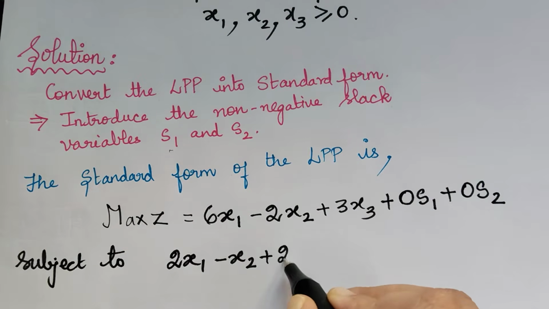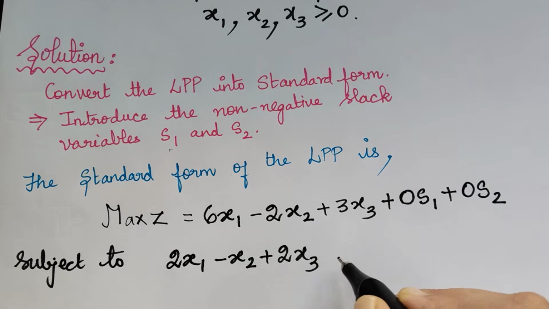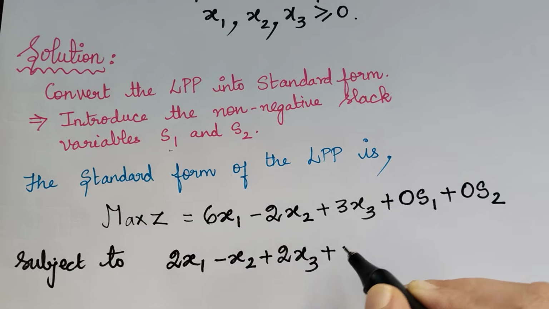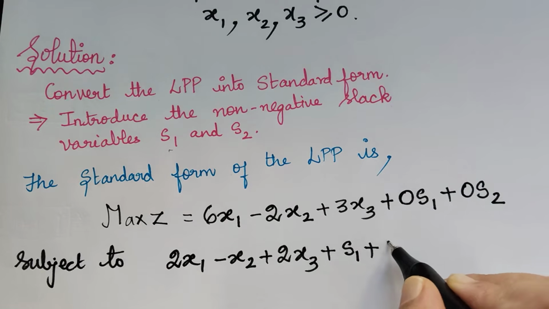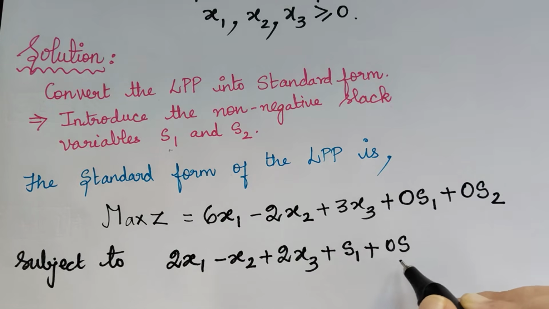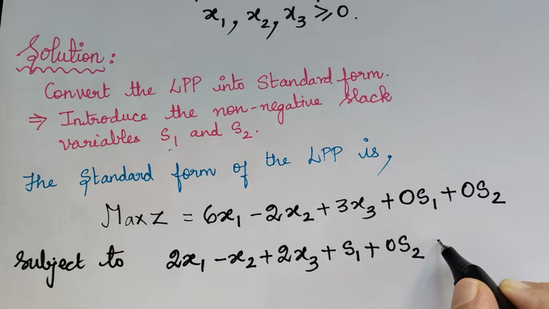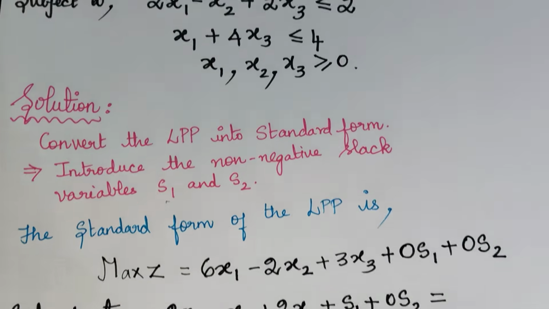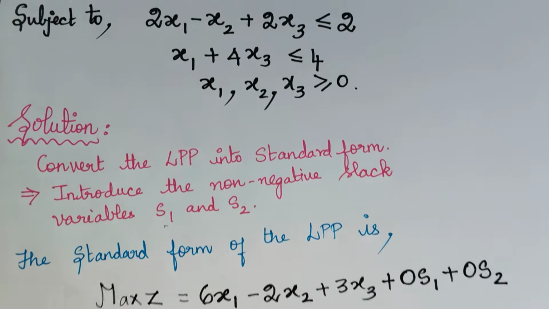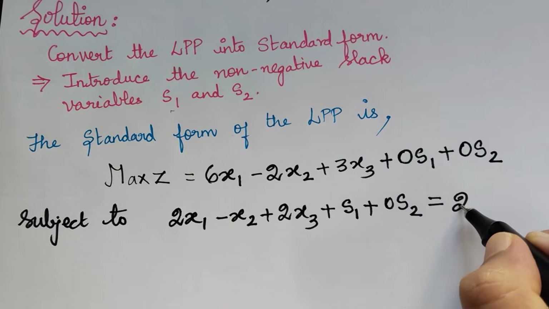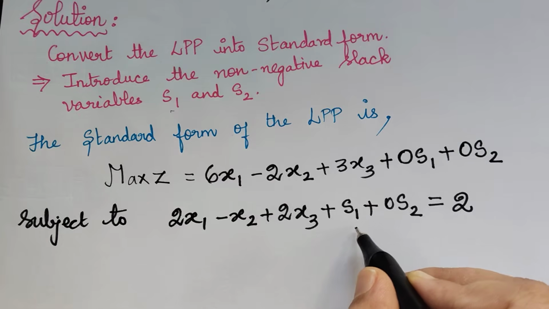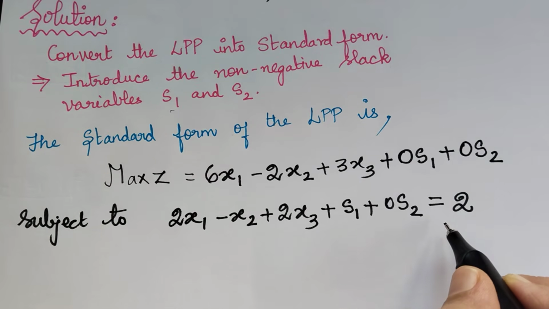In the first constraint we have to add slack variable s1 with coefficient 1 and slack variable s2 with coefficient 0. That is, we are adding only slack variable s1, so the coefficient of s2 will be 0. So this will be equal to the right hand side. Now the inequality becomes an equality. Since the left hand side was lesser, when we added s1, it has become equal.